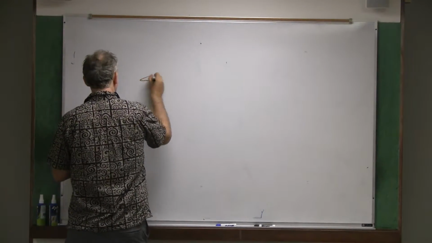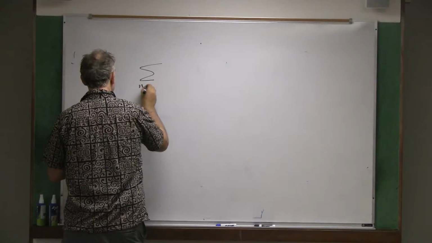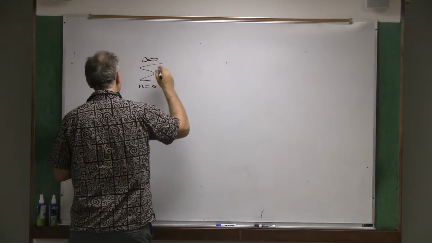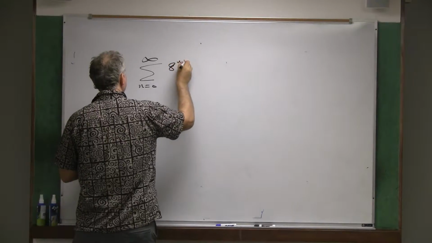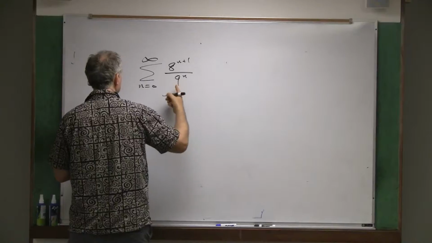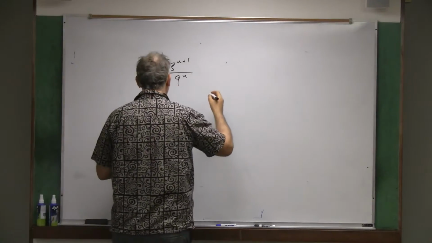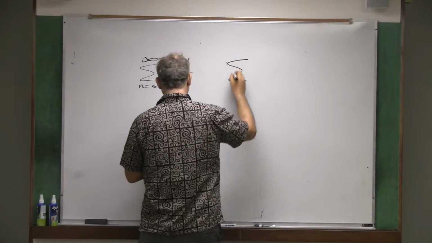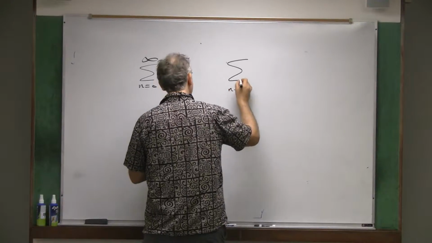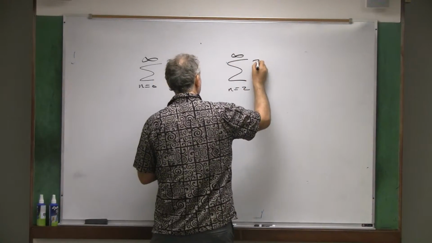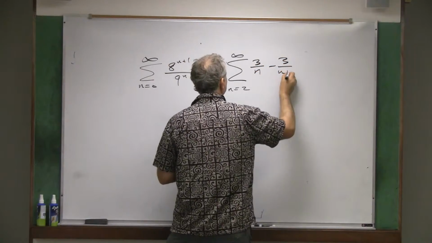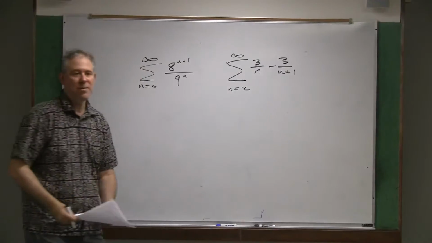So I've got a sum from n equals 0 to infinity of 8 to the n plus 1 over 9 to the n, very easy problem. And I've got a sum from n equals 2 to infinity of 3 over n minus 3 over n plus 1, also very easy problem.